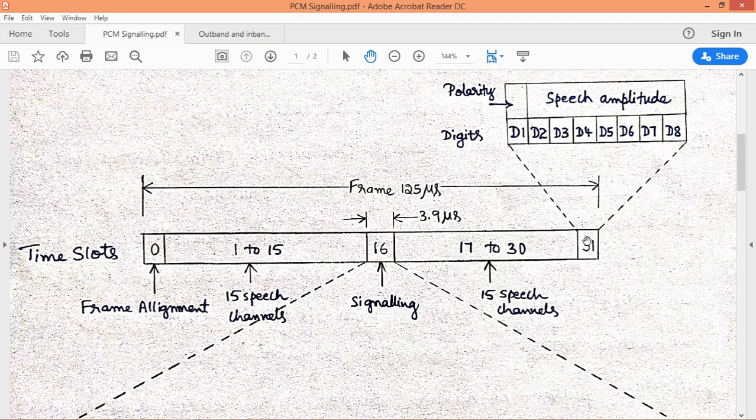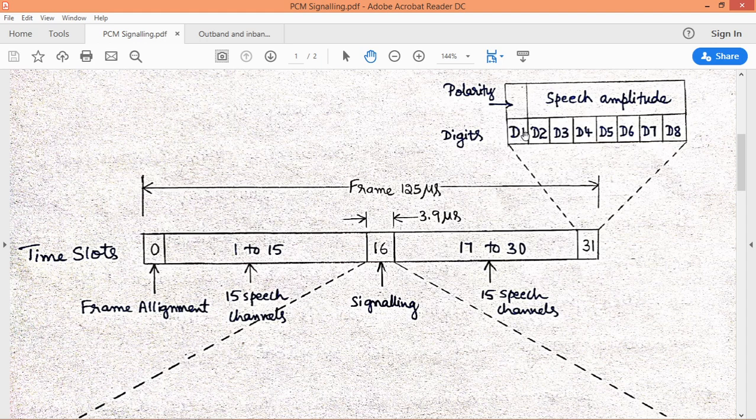So as I said, one speech sample was taken here. Generally all 8 bits are used for representing speech magnitude. Sometimes, if required, if we want to mention the polarity also, because some signal may go positive as well as some signal may go negative, in such cases we may make use of a polarity bit, or the MSB will be considered as the polarity bit.